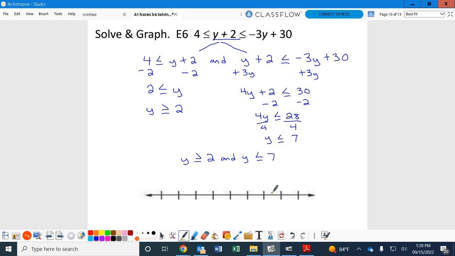And wait, what happened to the 4? What 4, son? Which 4 are you talking about, son? The 4 next to the y plus 2, this should be 4. So to solve that I did minus 2, minus 2.